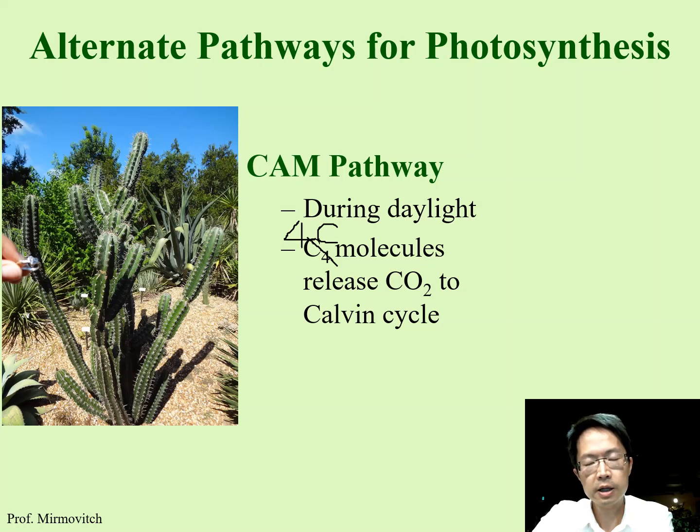So during nighttime, the carbon dioxide will be bound to oxaloacetate. Oxaloacetate later on becomes malate, and they are stored. The malate and carbon dioxide complex will be stored in a large vesicle, and then during daytime, the malate, this 4 carbon molecule, will release carbon dioxide for the Calvin cycle.